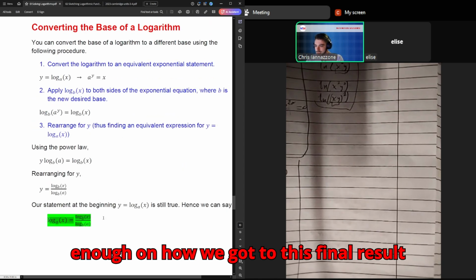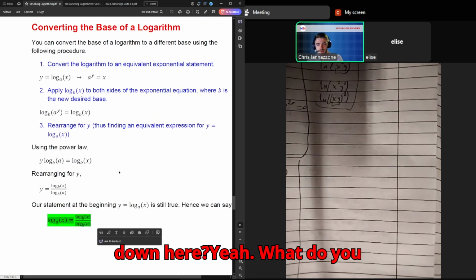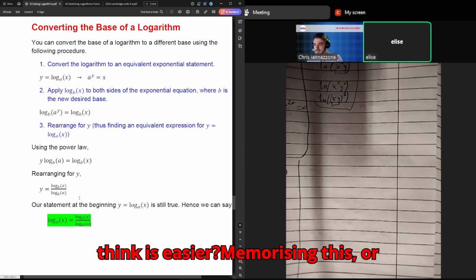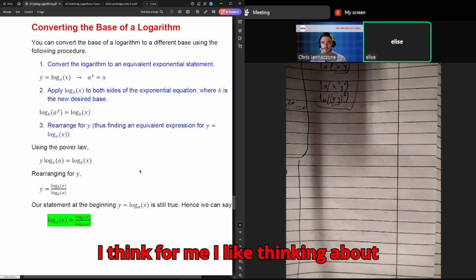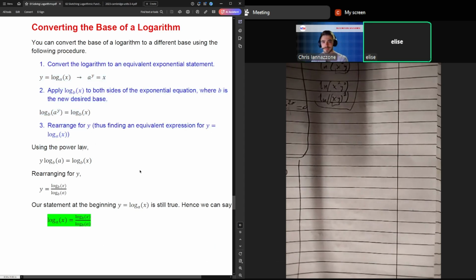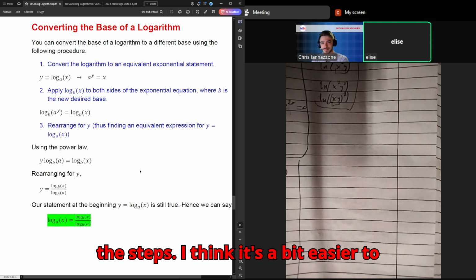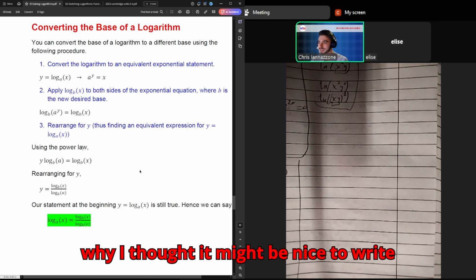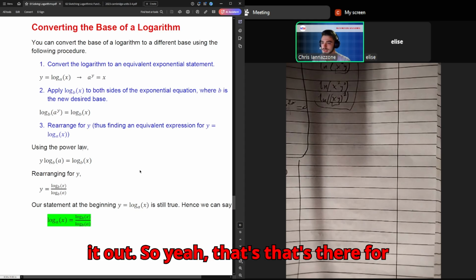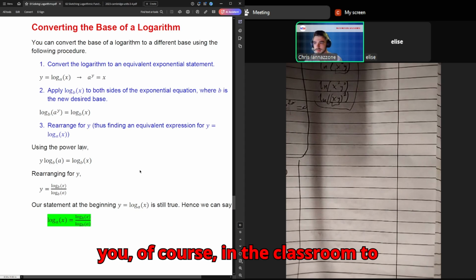Clear enough on how we got to this final result down here? Yeah. What do you think's easier, memorizing this or thinking about how it came to be? I think for me, I like thinking about the steps. I think it's a bit easier to remember. Yeah, I think so too. That's why I thought it might be nice to write it out. So that's there for you, of course, in the classroom to revise.